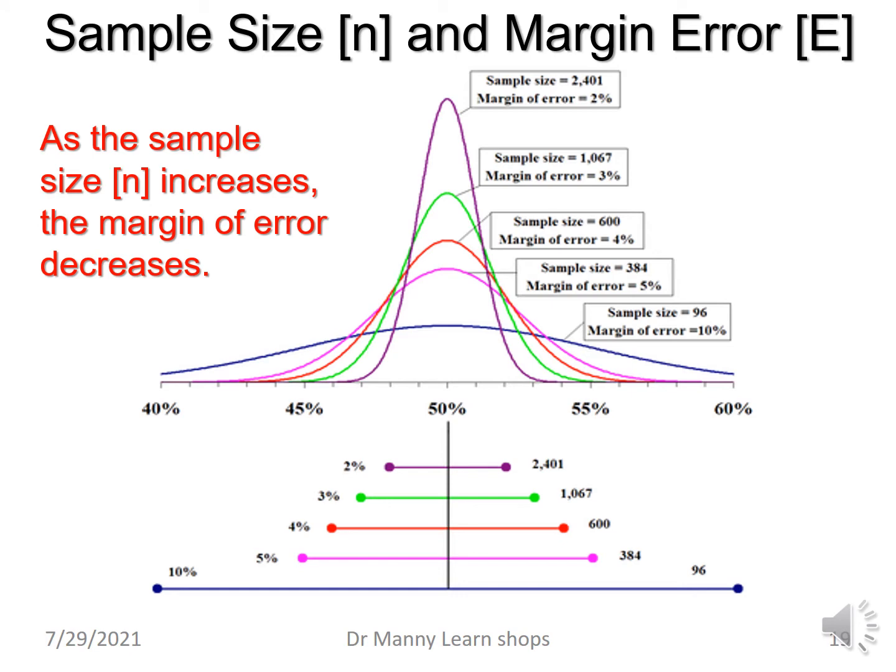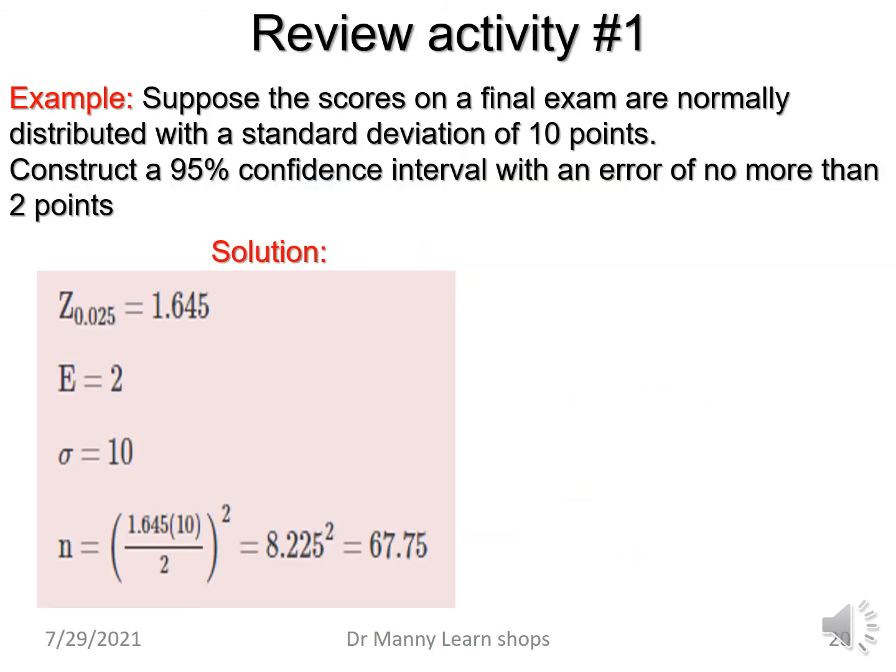See, the larger the sample size, the margin of error decreases. Very clear in this diagram. Sample of size, for example, at the peak, 2,401, margin of error 2%. Then we go down, sample size 96, margin of error 10%. So as the sample size increases, the margin of error decreases. The larger the sample, the less the margin of error. So let's review.